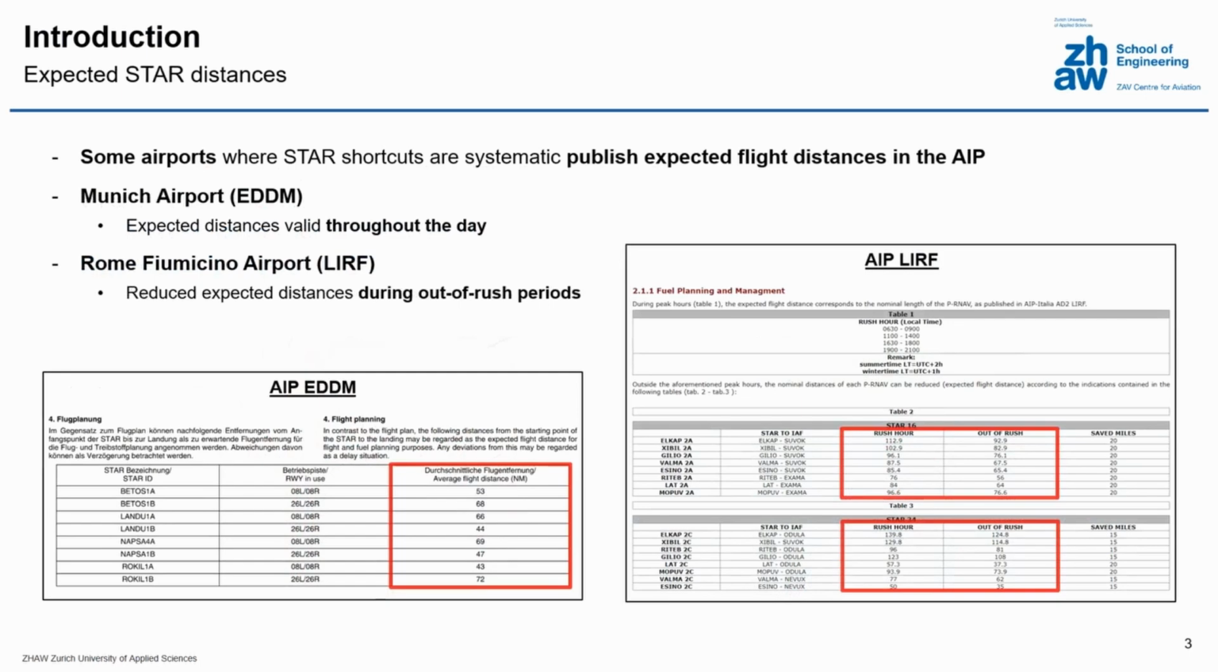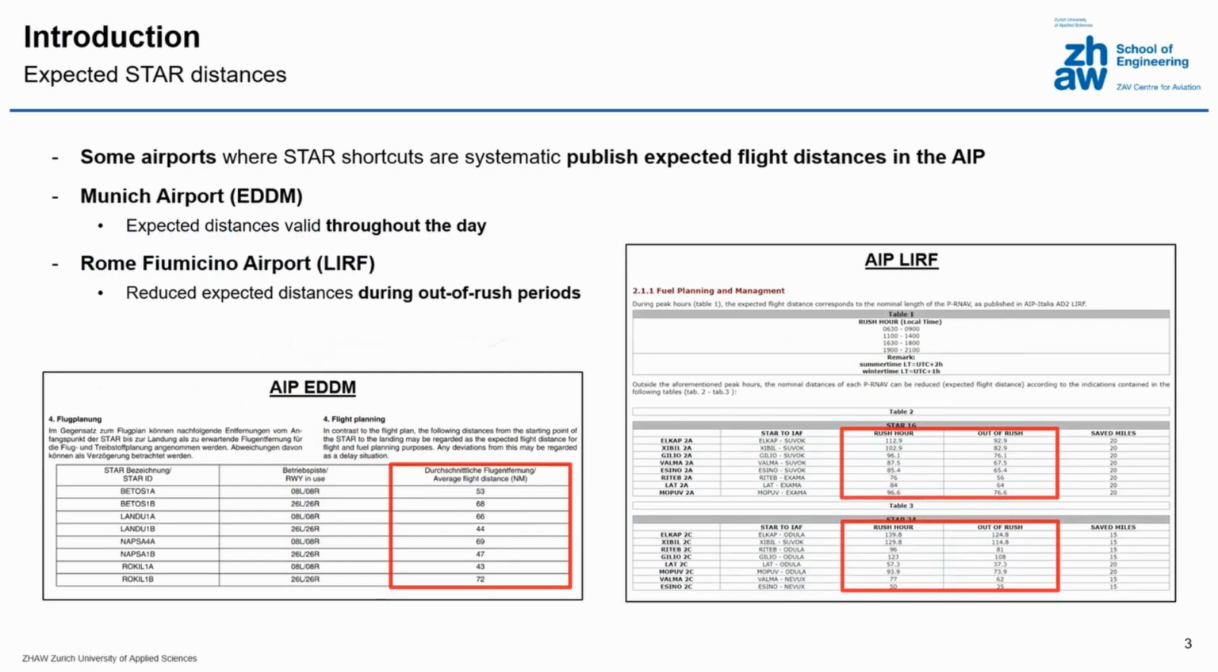On the left, we see an extract of the AIP for Munich Airport, where they provide the expected distances for 8 different STAR procedures. And they specifically mention that these can be used for flight and fuel planning, and that any distance which is flown in reality that's longer than these expected distances can be regarded as a delay situation.